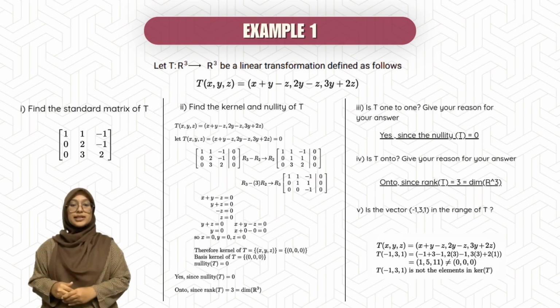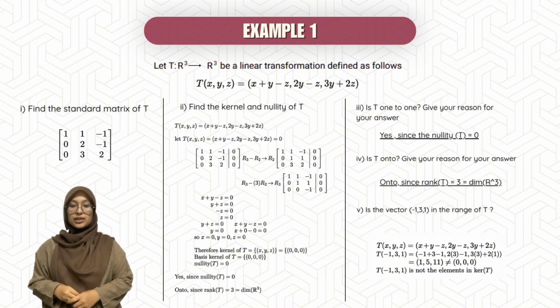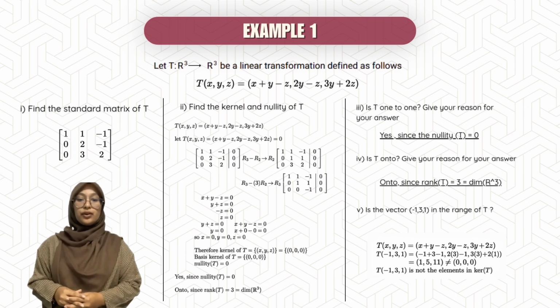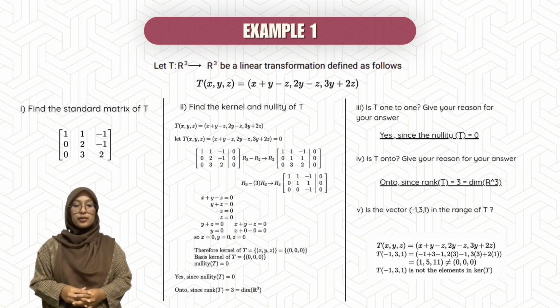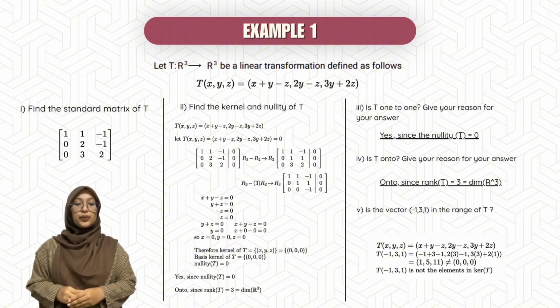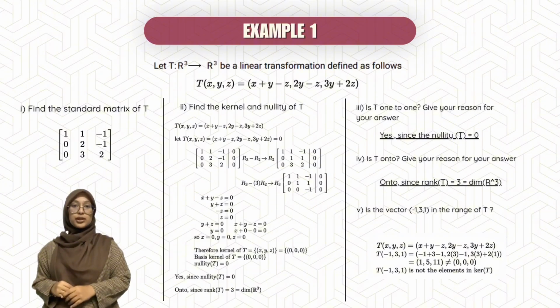Let's put what we just learned into practice with example 1. We are given a linear transformation T that goes from R cubed to R cubed. The rule for this transformation is defined by the formula you see here at the top. In question 1, our first task is to find the standard matrix of T. To do this, we just look at the coefficients of x, y, and z for each row. Put them together and we have our standard 3x3 matrix.